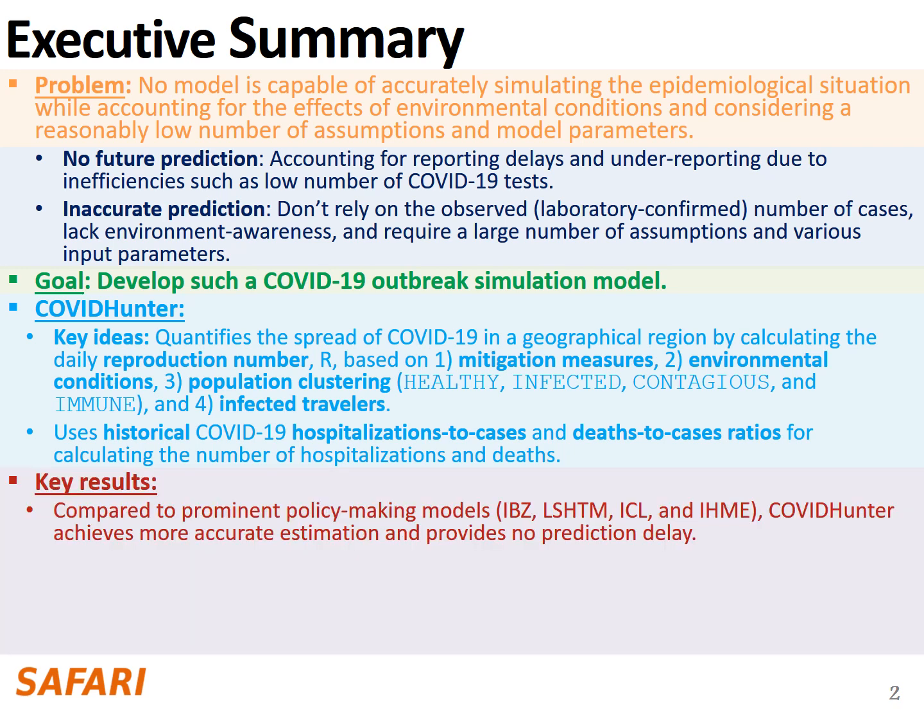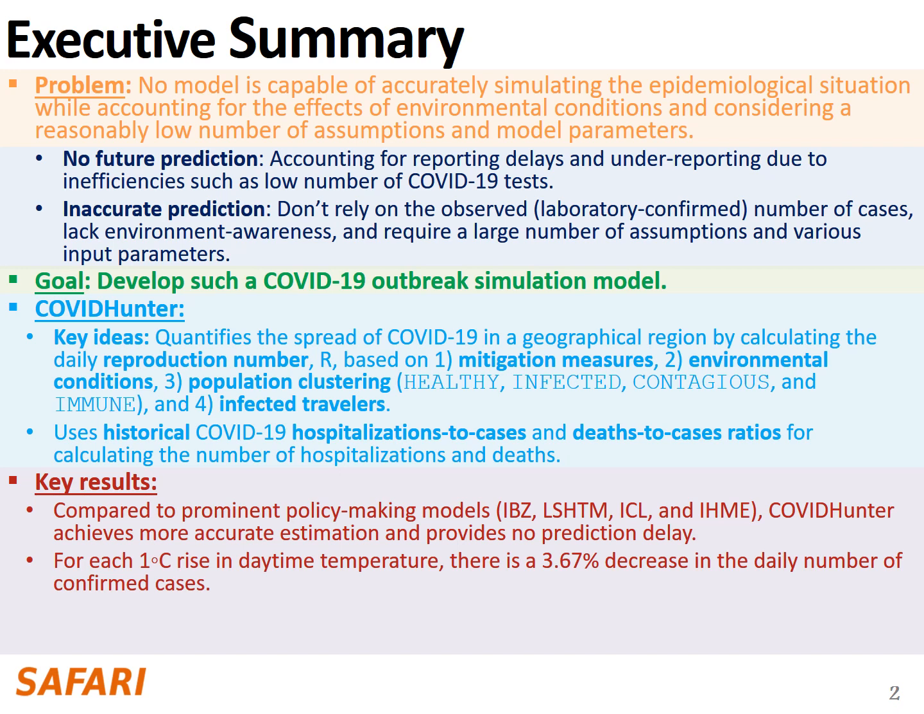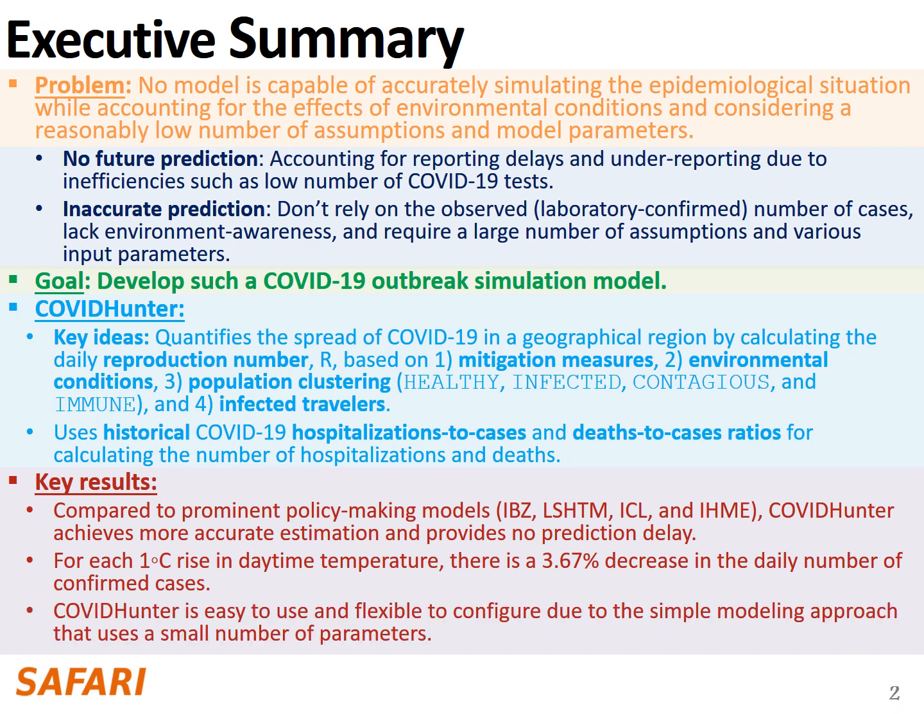Compared to prominent policymaking models, COVIDHunter achieves more accurate estimation and provides no prediction delay. We found that in Switzerland, for each single Celsius degree rise in daytime temperature, there is a 3.67% decrease in the daily number of confirmed cases. COVIDHunter is easy to use and flexible to configure due to the simple modeling approach that uses a small number of parameters.